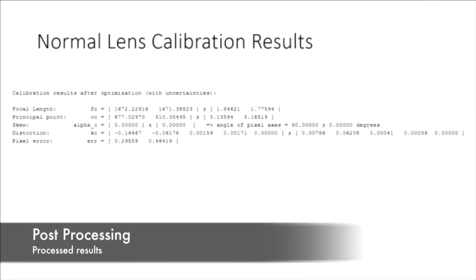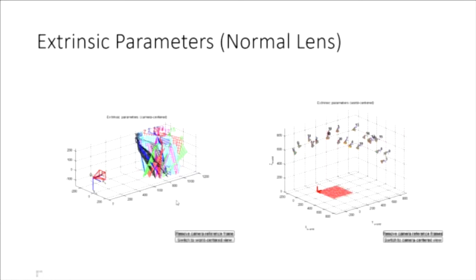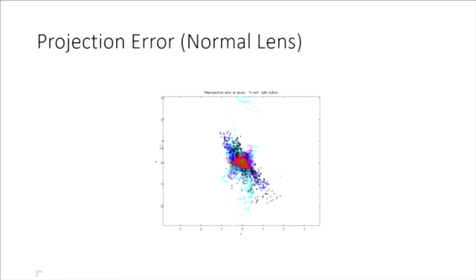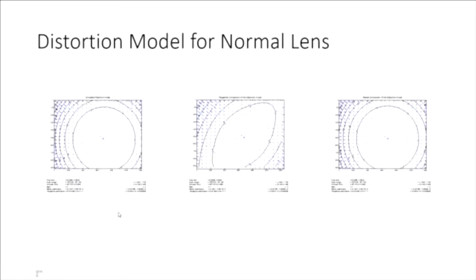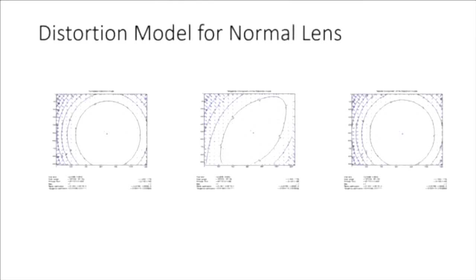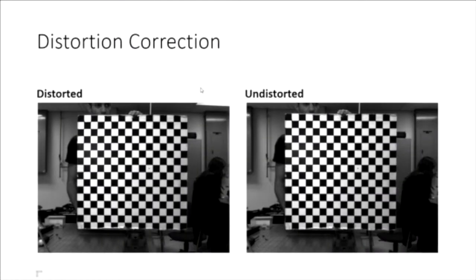These are the results. For the normal lens, here are the calibration results. These are the extrinsic parameters, and this is the projection error. The distortion model suggests that radial distortion dominates in this case. This is an example of a distortion correction.